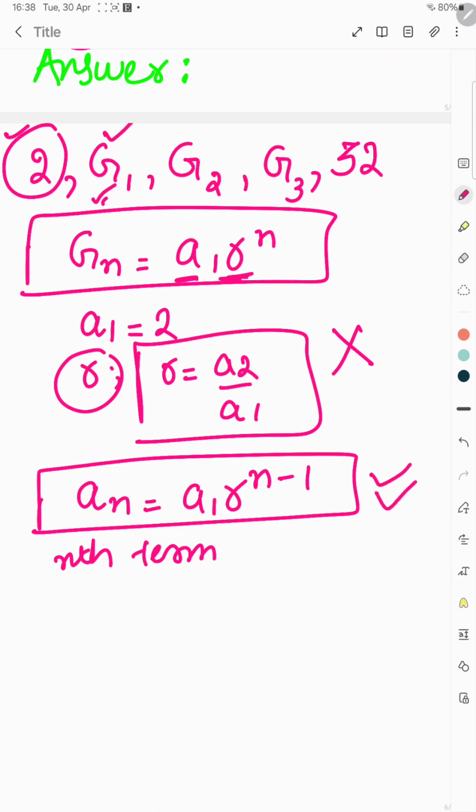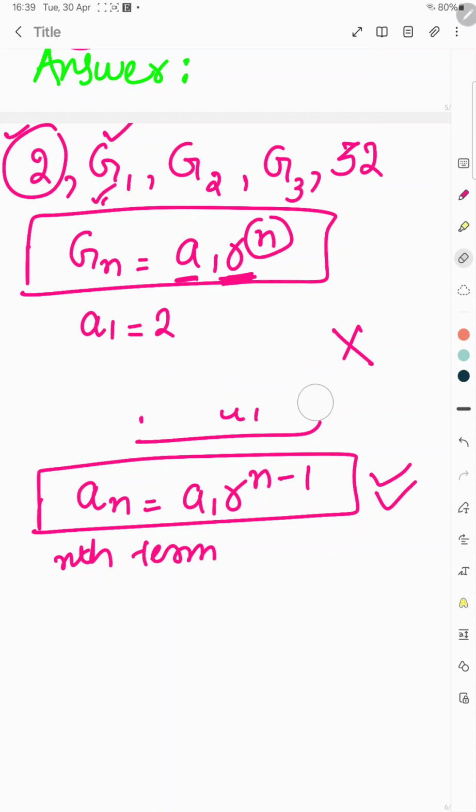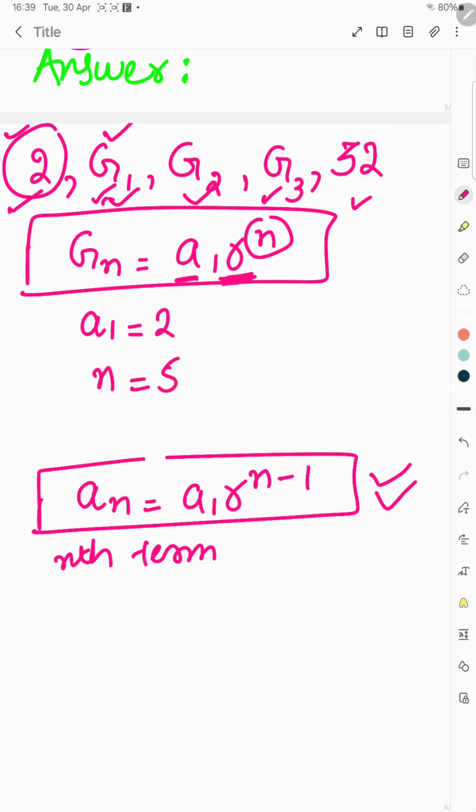Okay student, so what we will do here is find R with this formula. And what is n? n is the total number of terms. So student, what are the total number of terms here in the sequence which we made? You have to just count the number of terms: 1, 2, 3, 4, 5. So here n is equal to 5.